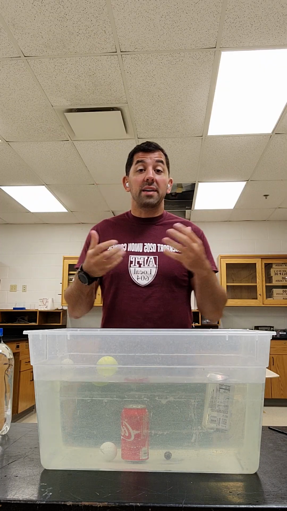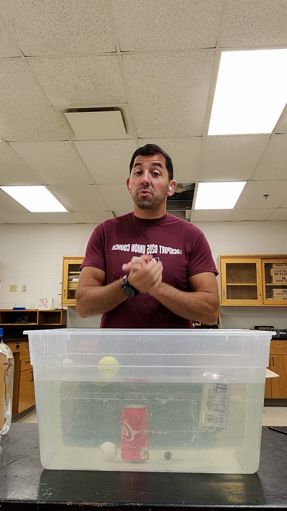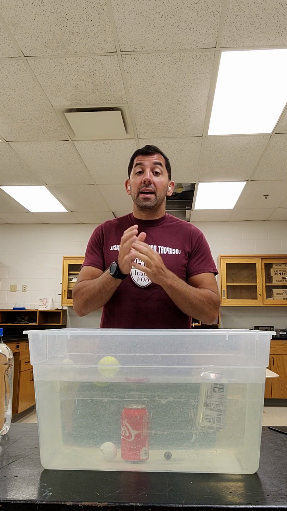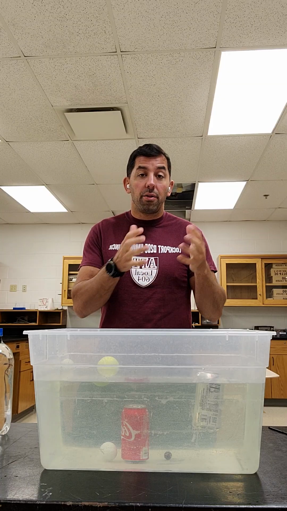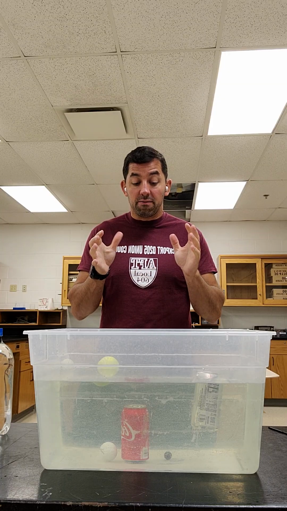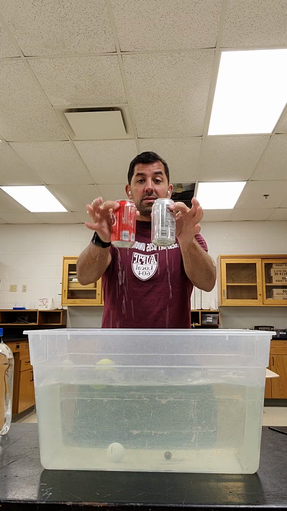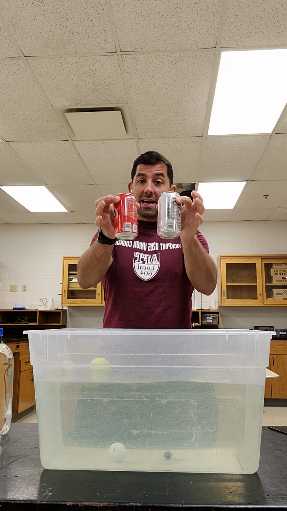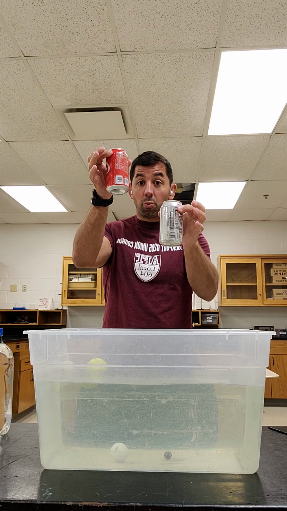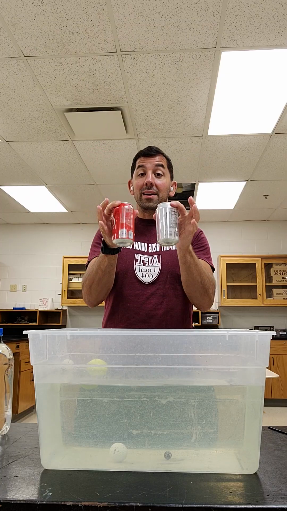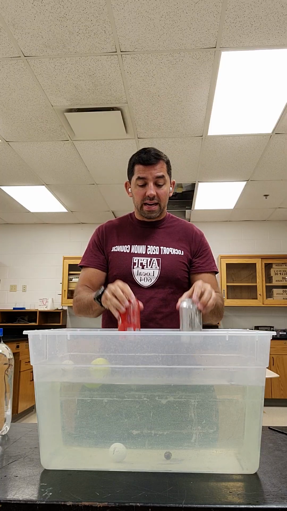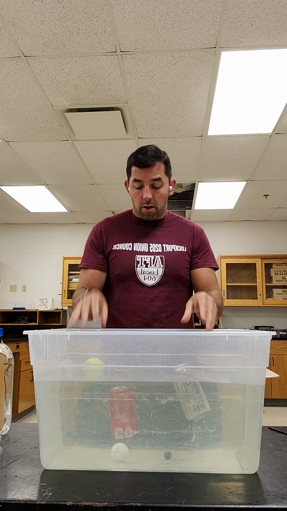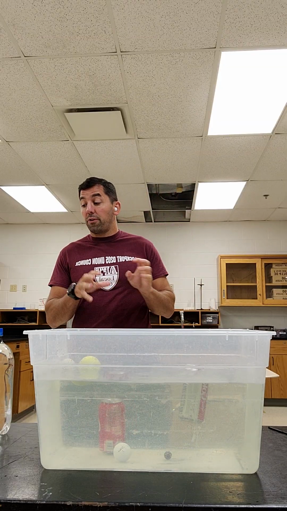The reason the Diet Coke floats and the regular Coke sinks is because the Diet Coke has artificial sweetener in it, whereas the regular Coke has regular sugar. Sugar is more dense than the artificial sweetener. So even though they are the same size, same shape, same volume, the actual mass of the regular Coke is greater than the Diet Coke, because the regular Coke uses regular sugar, which is more dense than the artificial sweetener.